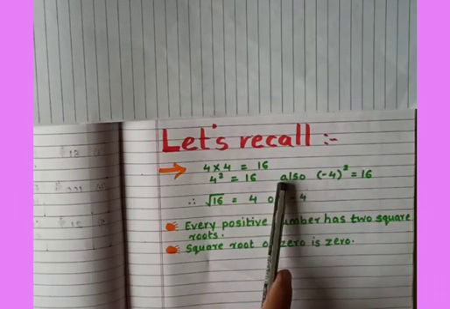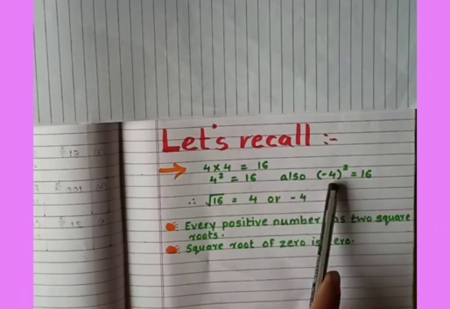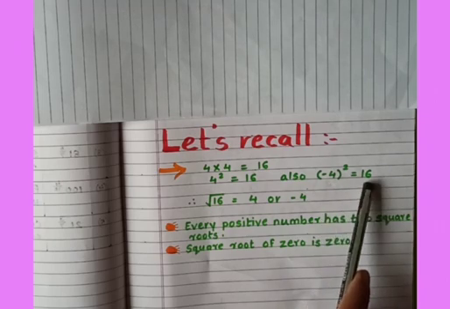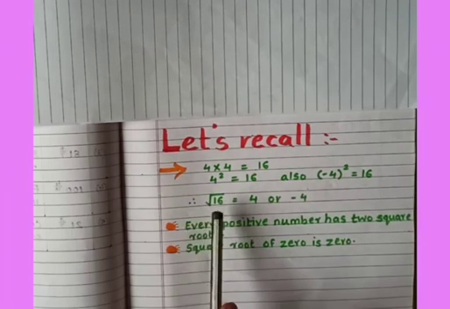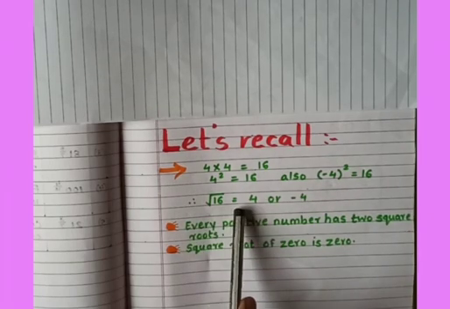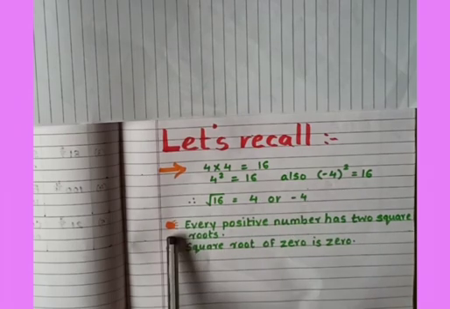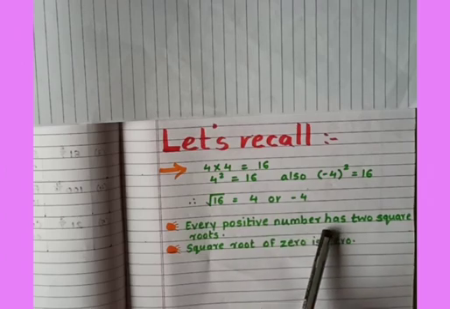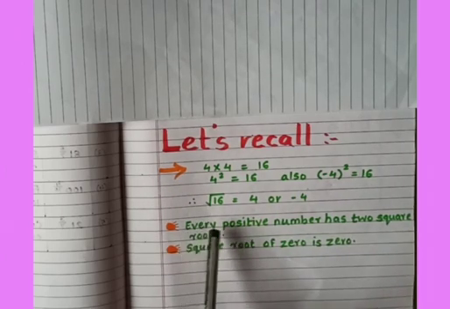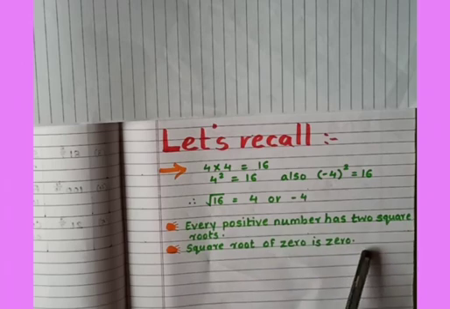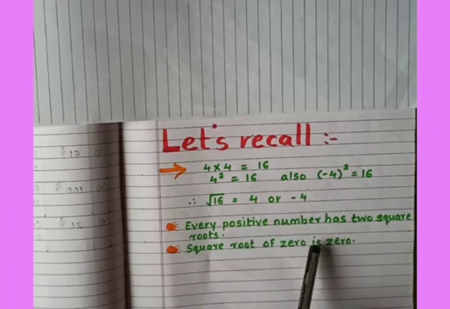You also knew that the square of a negative number, negative 4, that means the square of minus 4, is also 16. Therefore, square root of 16 is equal to 4 or minus 4. So now keep in mind, every positive number has 2 square roots. Second, square root of 0 is 0.